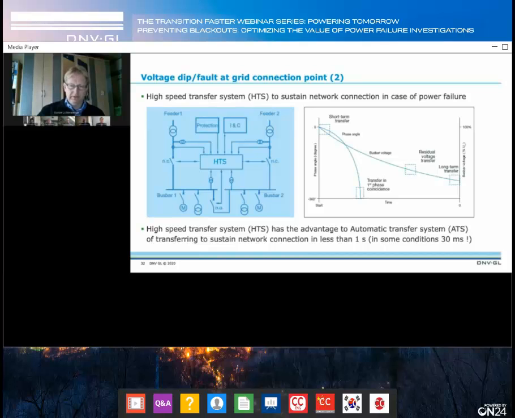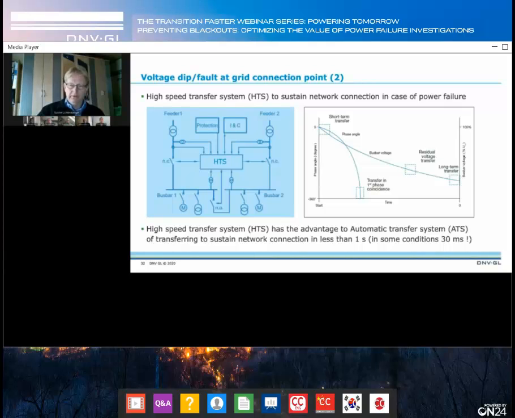Normally, the busbars are loaded with 50%, and if a transformer fails or the network before it, then you take over very fast to the remaining busbar. For the high-speed transfer system, you normally have some criteria for how it is activated, for example short-time transfer, fast transfer, residual voltage transfer, and long-term transfer. The main point is that with a high-speed transfer system, you move to the remaining busbar in less than 1 second. Don't say that it's the same as an auto transfer system. With an auto transfer system, you have changeover times of around 10, 20 seconds and more.